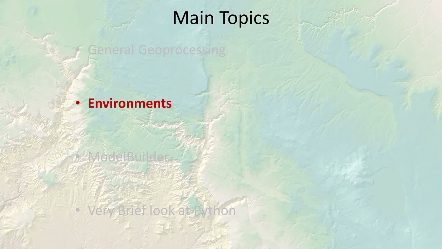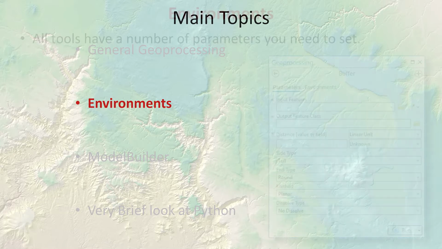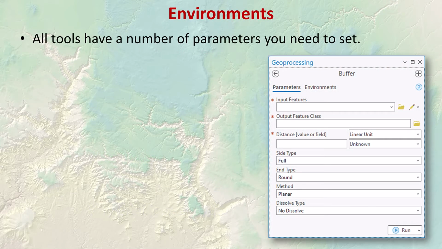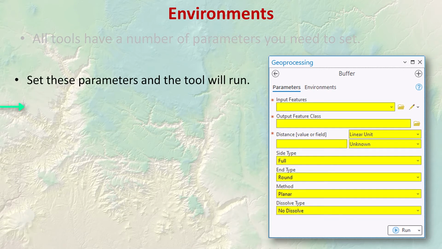For example, whenever you run a tool in ArcGIS Pro, you have to tell the tool a few things. In ArcGIS, these things are referred to as parameters. So for example, when you run the buffer tool, you need to specify parameters for the input feature class, the output feature class, the distance, the units of the distance, optionally some buffer shape types, optionally whether to use geodesic or planar distances, and optionally whether you're going to dissolve anything. You click Run and the tool goes.